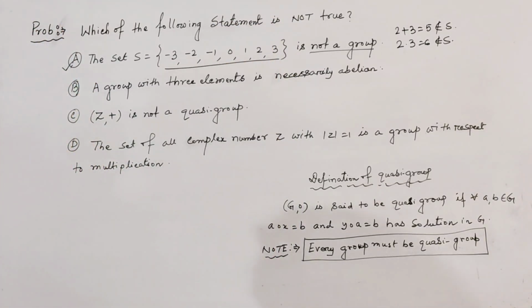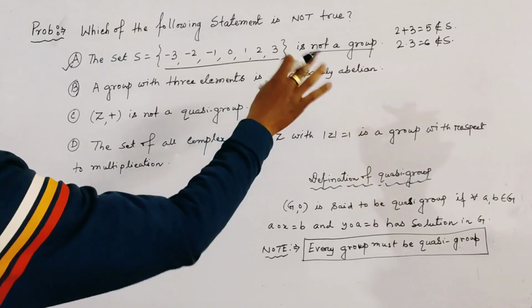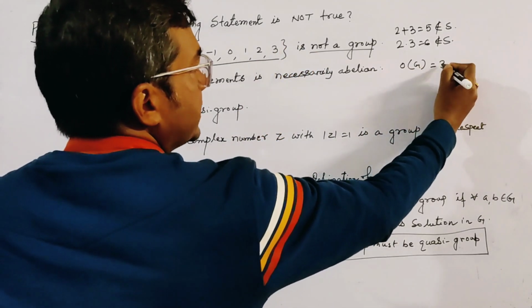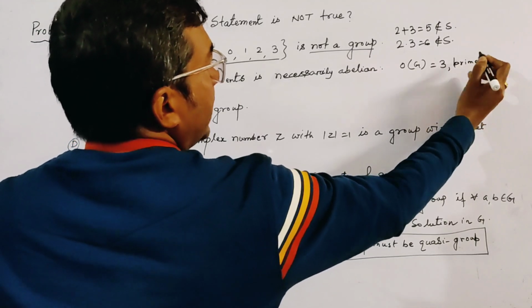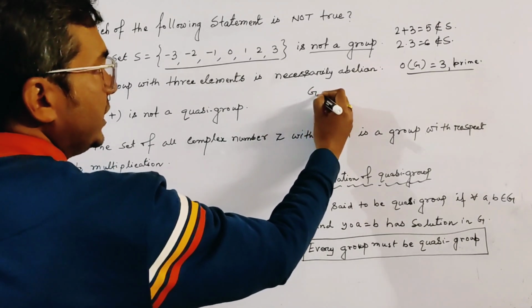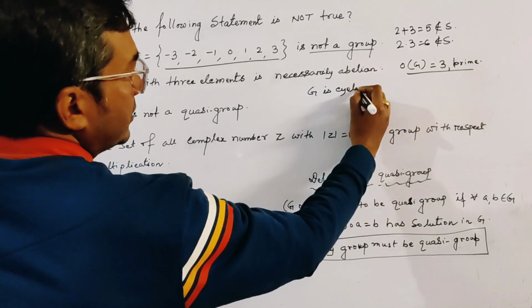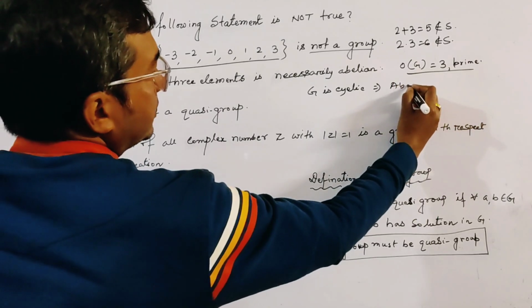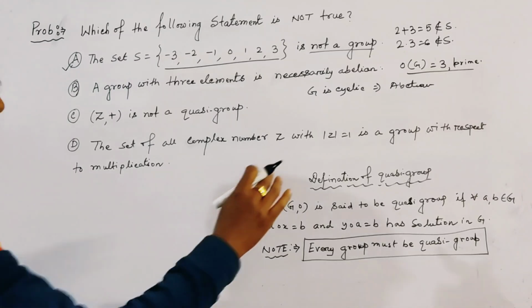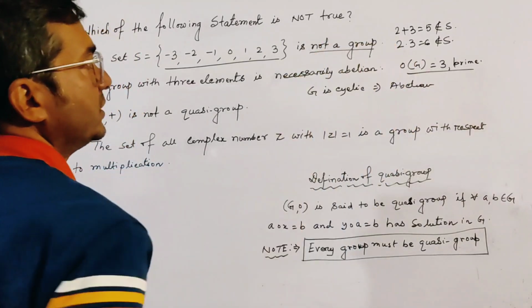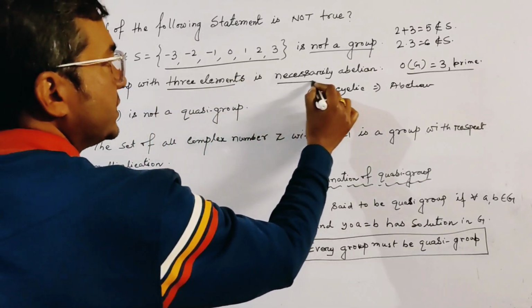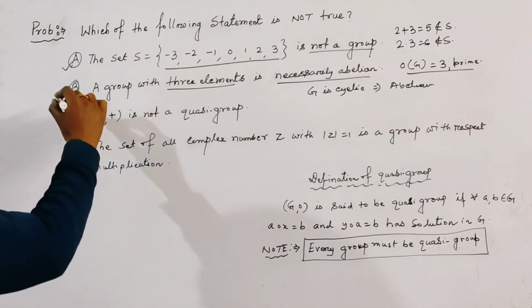Now in the second option, a group with 3 elements is necessarily abelian. We know that if the order of a group is 3, 3 is prime, and we know that a group of prime order is cyclic. Okay, so G is cyclic. This means abelian, because any cyclic group must be abelian. Okay, this is abelian. So we say that a group with 3 elements is necessarily abelian. This is also a correct statement.